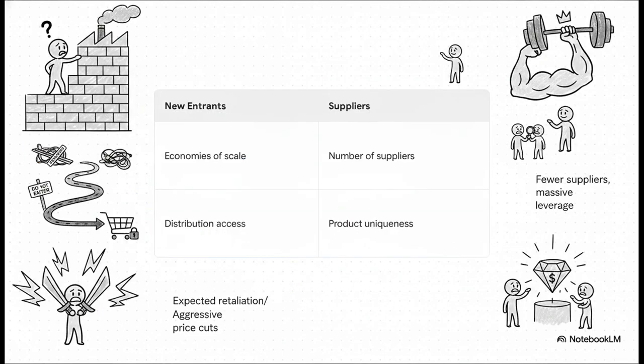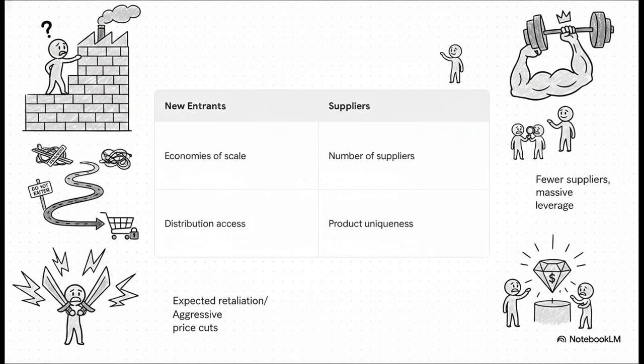Let's actually look at 2 of those forces side by side to see how this analysis plays out. Take the threat of new entrants. How easily can a new player just jump right into your market? Well, they might be scared off by existing economies of scale, meaning the established firms can just produce goods way cheaper. Or maybe those new folks can't get access to distribution channels, or they're totally terrified of expected retaliation.